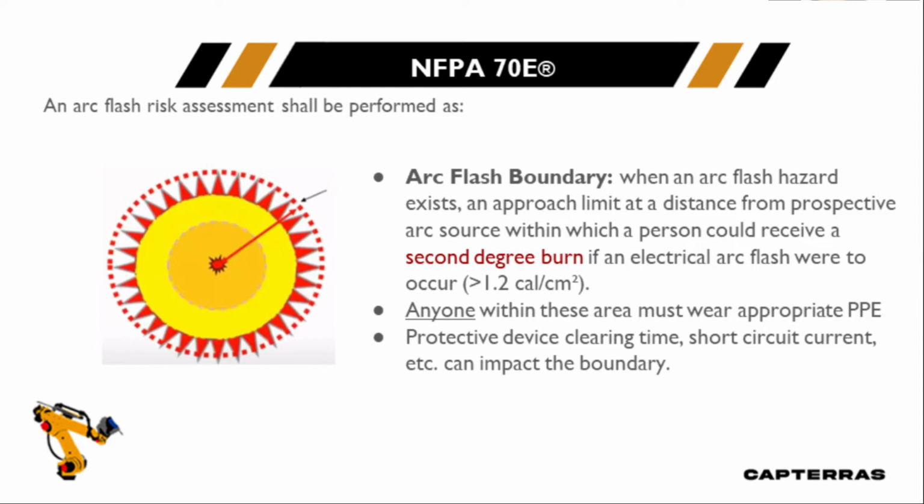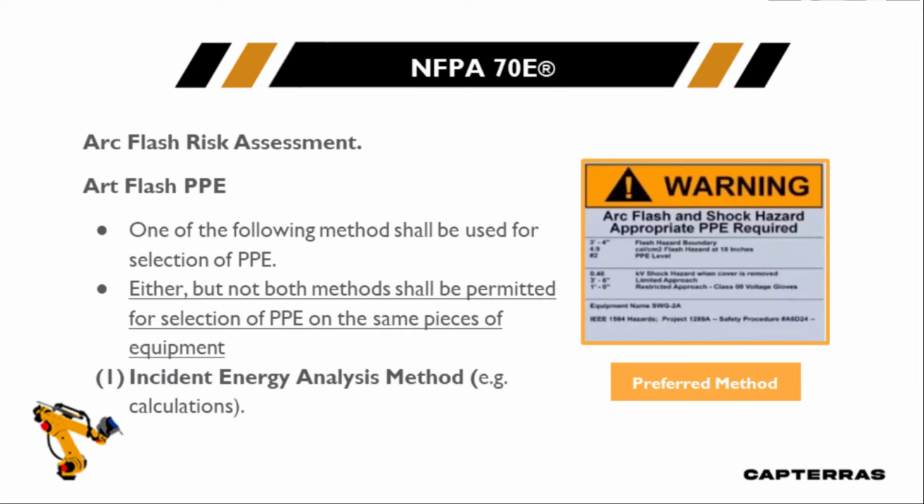An approach limit at a distance from prospective arc source within which a person could receive a second-degree burn if an electrical arc flash were to occur. Generally, you will see this when we exceed 1.2 cal. Anyone within this area must wear appropriate PPE or personal protective equipment. Protective device clearing time, short-circuit current, etc. can impact the boundary. We are going to talk about two methods, arc flash risk assessment and arc flash PPE.